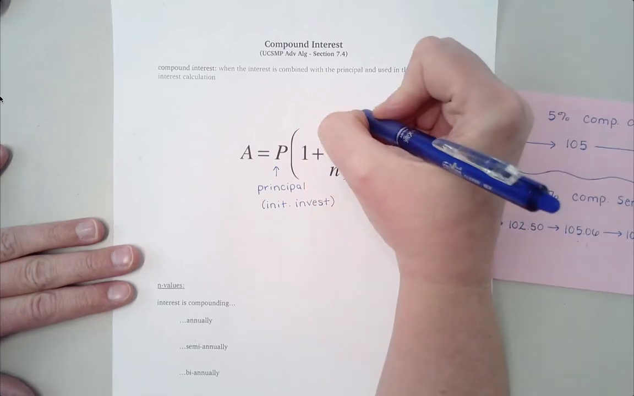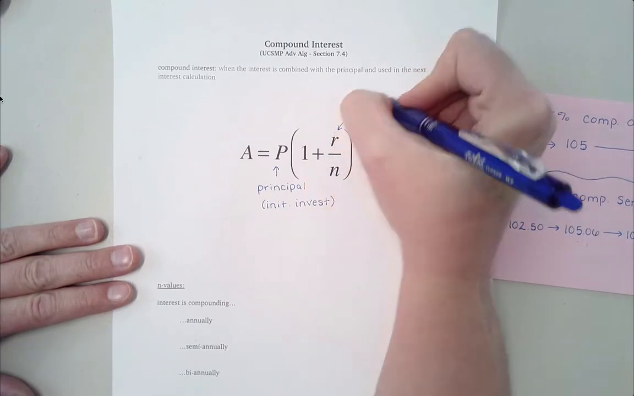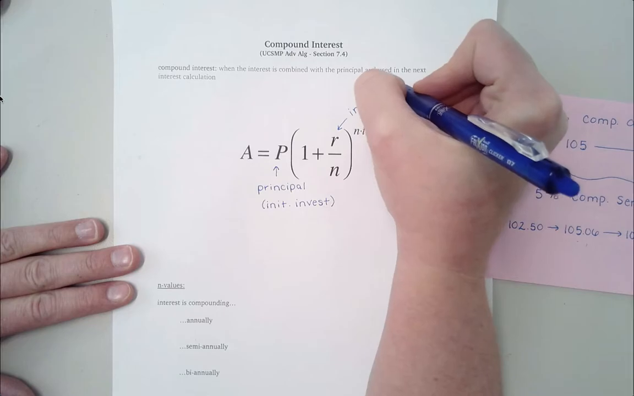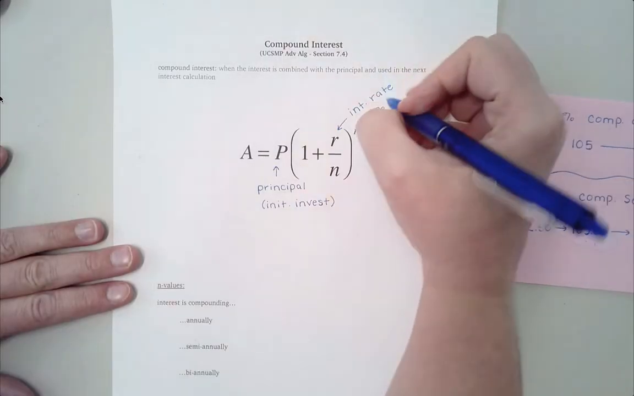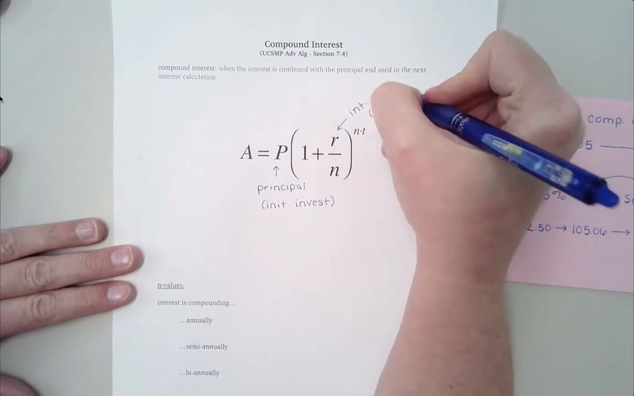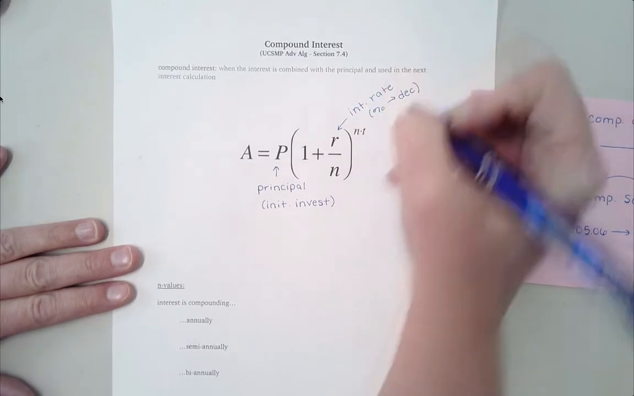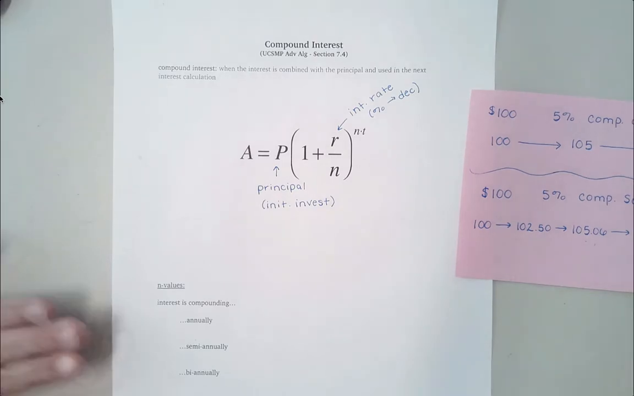R is my interest rate. That's my annual interest rate. It is important to note that that's going to be given to you as a percentage. You need to make sure you change it into a decimal before you put it into the problem. By that I mean you're going to have to move the decimal place 2 to the left.